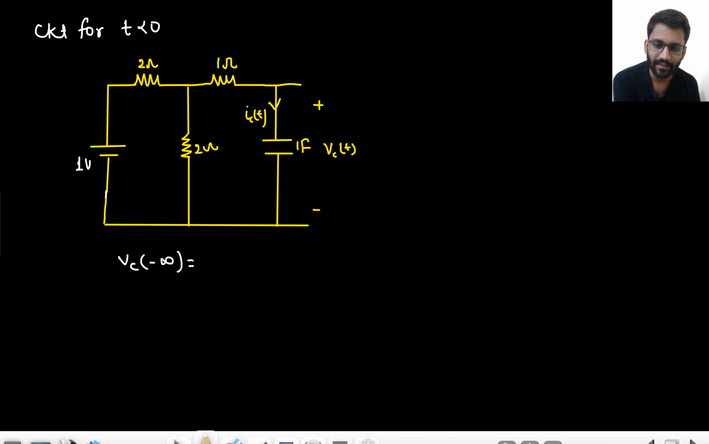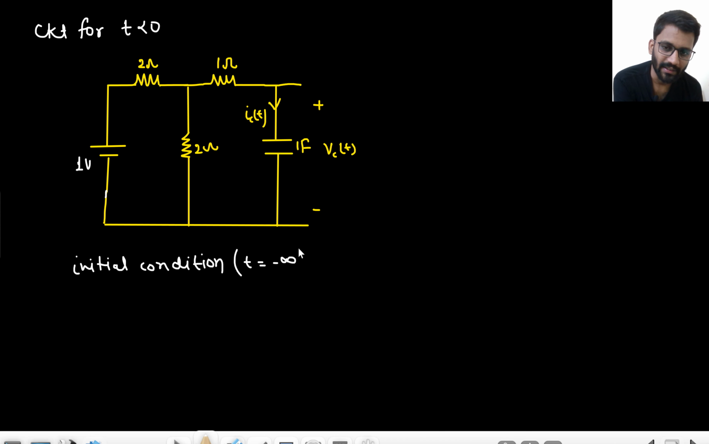This is the initial condition. Initial condition means t equals to minus infinity, right? Because the circuit will start from t equals to minus infinity and then it will rise, right? So what will be the Vc value at t equals to minus infinity? It will be shorted, so 0 volt.